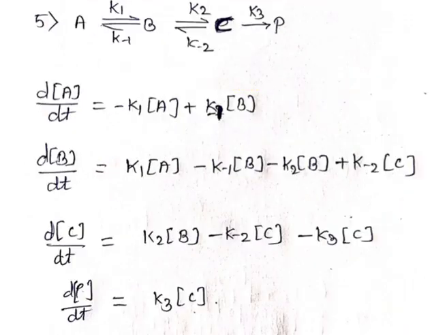Then with rate K3 the product is formed from species C. C species is going to decrease to form a product. Decreases, that's why minus symbol, rate of decrease is K3 and C species is going to decrease. So, minus K3 into concentration of C. So, overall rate of change of concentration of C with respect to time is equal to K2 into concentration of B minus K minus 2 into concentration of C minus K3 into concentration of C.